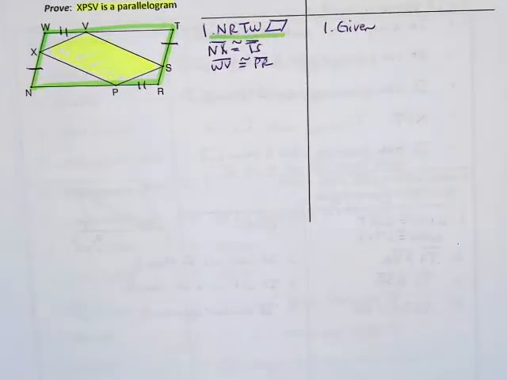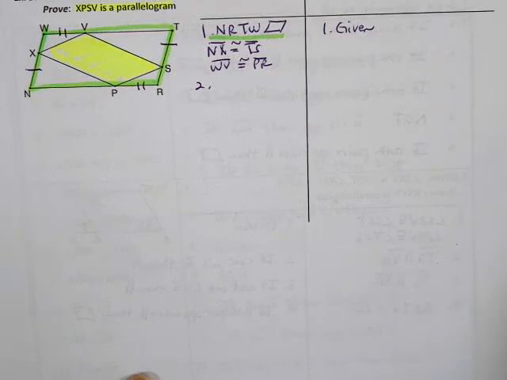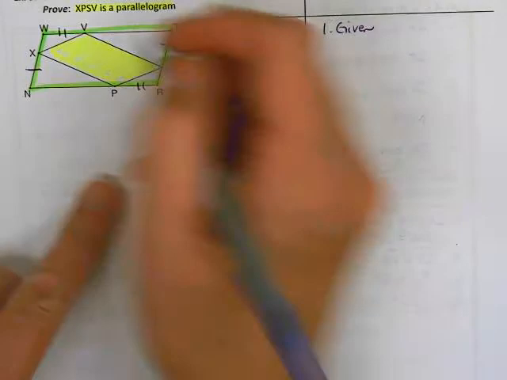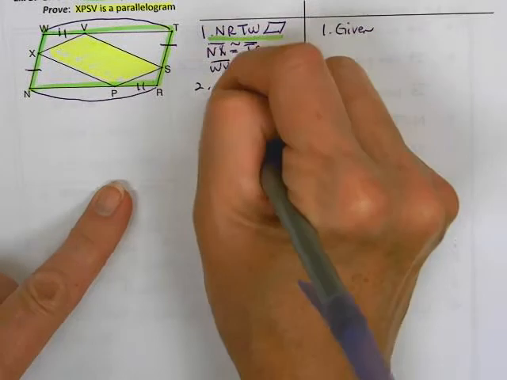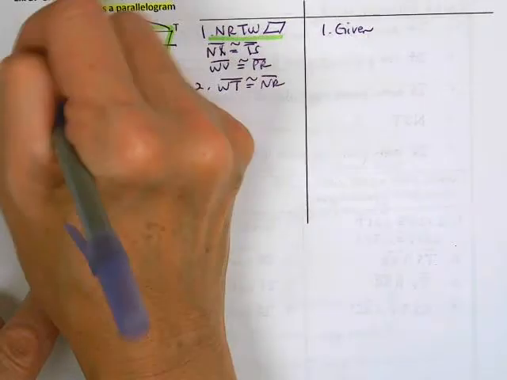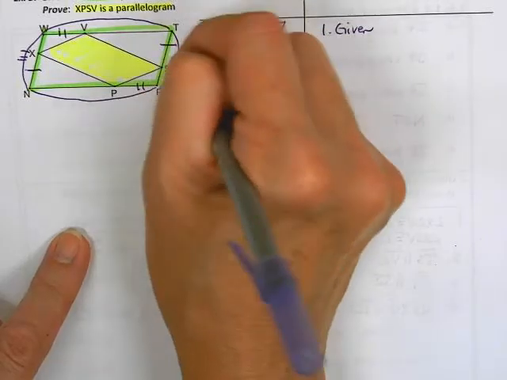Okay, so I'm working on the yellow one. The green is the one I know. All right, so what properties of that green parallelogram will help me? Well, I have all these little pieces congruent, so I think I'm going for opposite sides. I'm going to say WT is congruent to NR, because then I'm seeing some overlap. And I'm also going to say WN is congruent to TR.